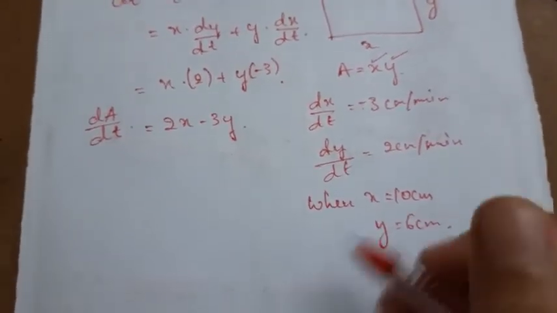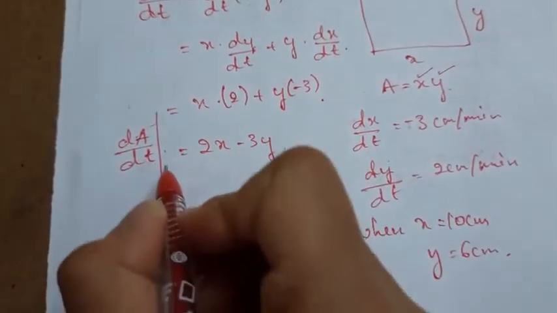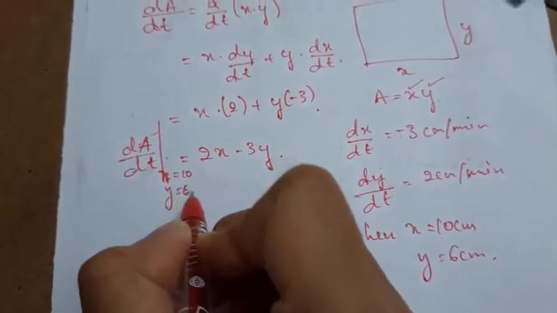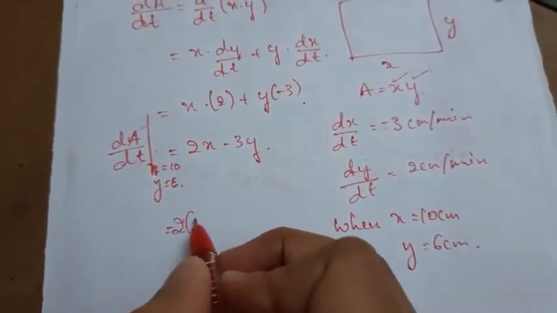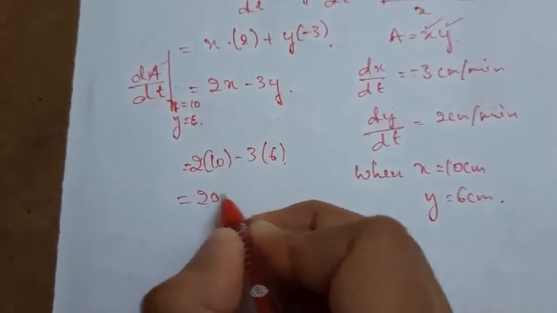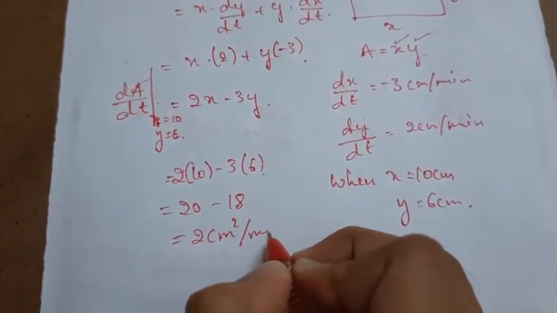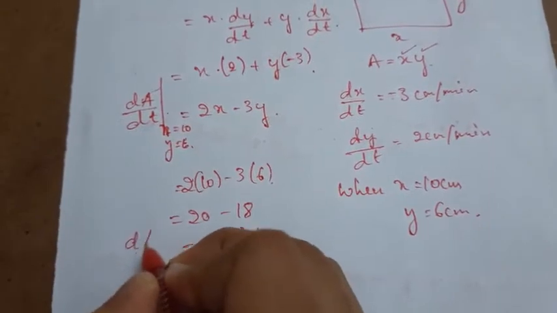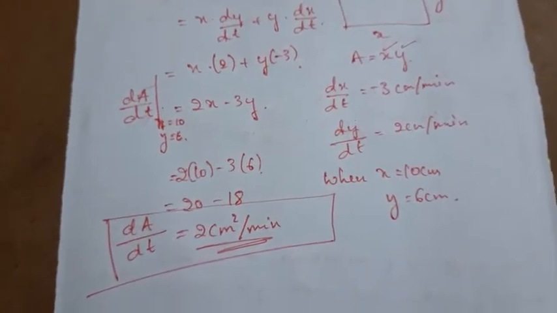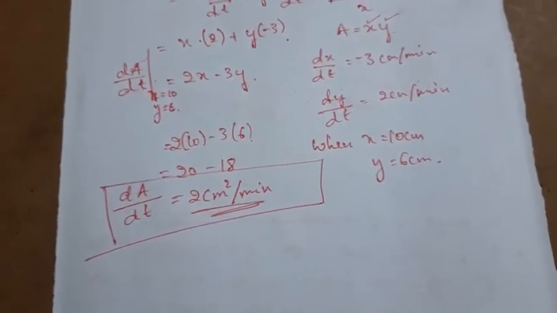So in the perimeter we didn't get that opportunity, we didn't get the x and y variables, but here when they are talking about the area, they are talking when x is equal to 10 centimeter and y is equal to 6 centimeter. Substitute here, what are we going to get? 2 into 10 minus 3 into 6. So that is nothing but 20 minus 18, which is equal to 2 centimeter square per minute. So this is the rate of change of area with respect to the time. So this is how we are going to calculate the rate of change of a quantity with respect to any other parameter or with respect to the time.